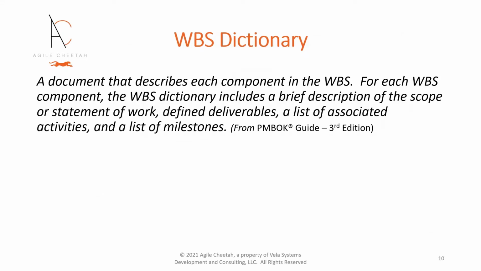Another artifact that ties the scope represented by the WBS to project schedule and resources is the WBS Dictionary. The third edition of the PMBOK Guide defines a WBS dictionary as a document that describes each component in the WBS. For each WBS component, the WBS dictionary includes a brief description of the scope or statement of work, defined deliverables, a list of associated activities, and a list of milestones. The WBS dictionary for this example may look something like this.